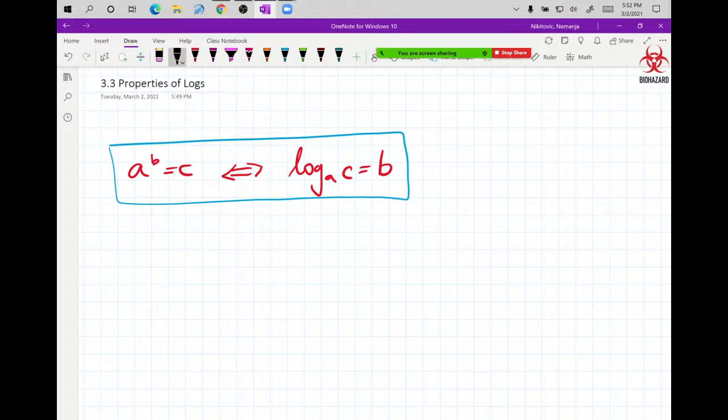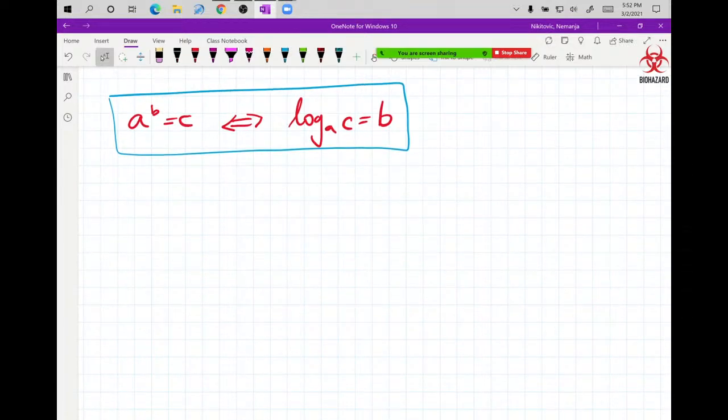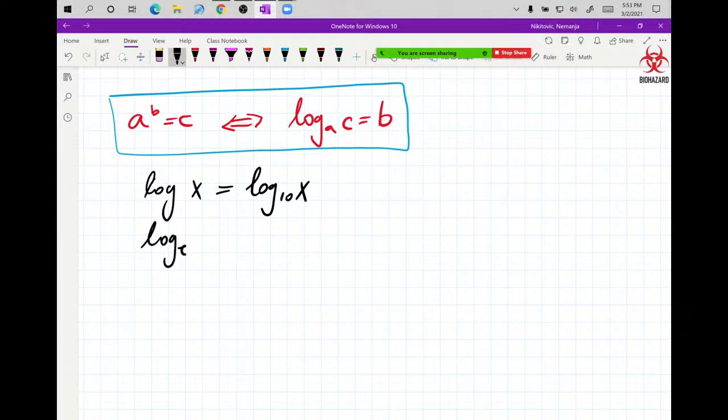Then you might also be interested in these special logs. So log of x means log base 10 of x, and ln x means log base e of x. These are the two special logs that have special notation. They still belong to the basic logs. All of the properties and rules hold for them as well. It's just that we use them so much that we have special notation for them.